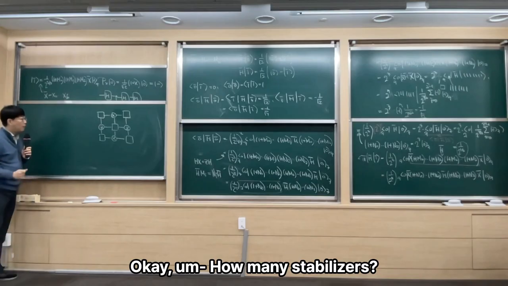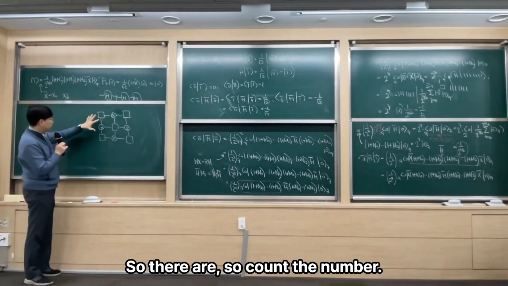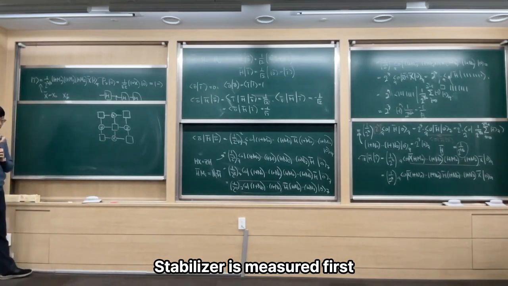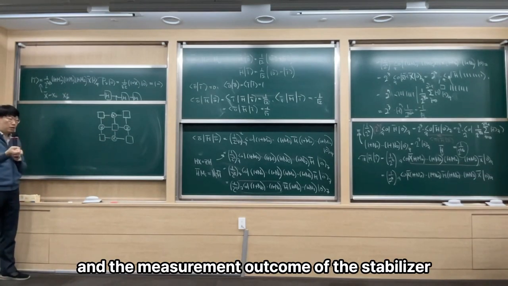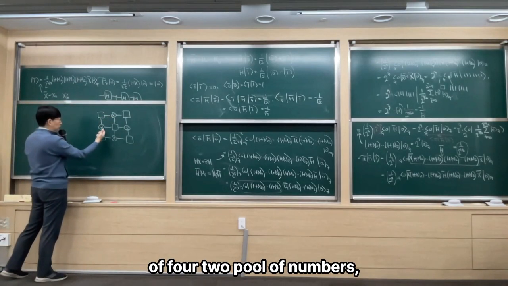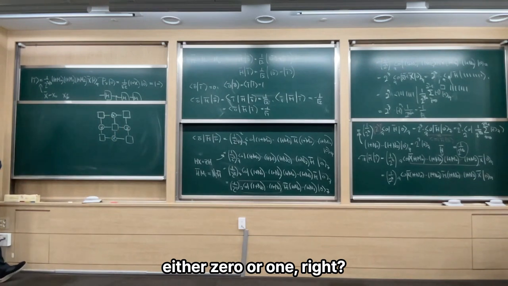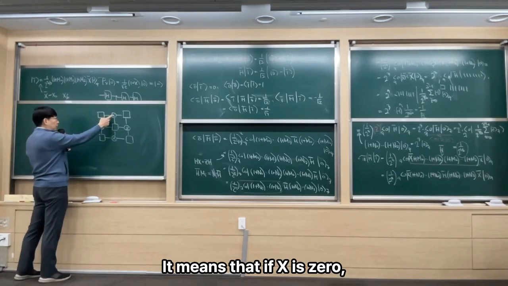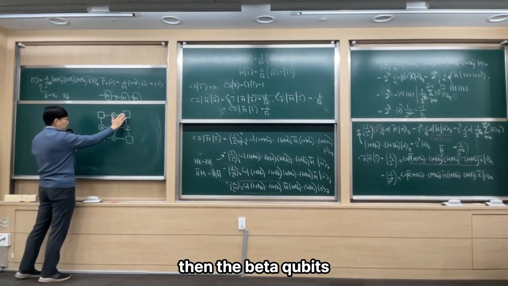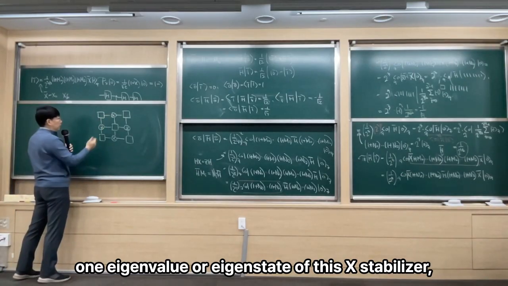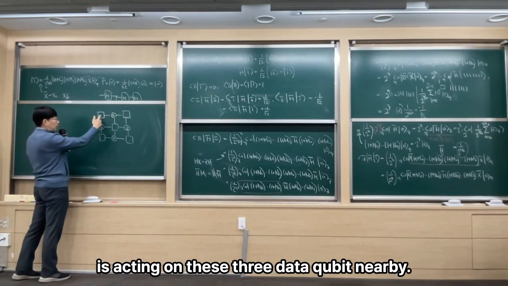Okay, how many stabilizers? Let's count the number. There are 4 stabilizers, okay? So what does a stabilizer do? The stabilizer is measured first, and the measurement outcome of the stabilizer gives the signature. So the signature consists of a 4-tuple of numbers, either 0 or 1, right? So what does this 0 and 1 mean? It means that if X is 0, then the data qubits are stabilized as a +1 eigenvalue eigenstate of this X stabilizer, which means that this X is acting on these 3 data qubits nearby.